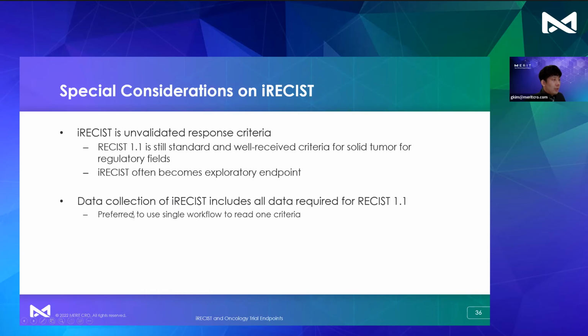So it is preferred to use a single workflow for iRECIST and then also remap the final data to RECIST 1.1, so that the one read can eventually present the two different response criteria endpoints. Both of them are recommended per the iRECIST publication, to help show how RECIST 1.1 and iRECIST compare in the same study, and also provide further validation of iRECIST usage.